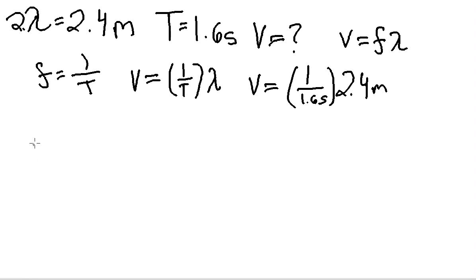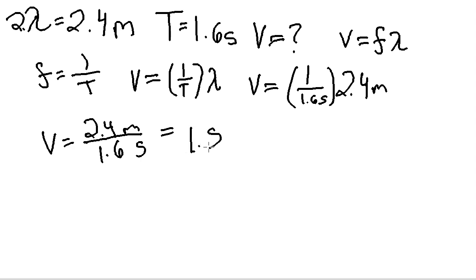Okay, so when I multiply this through, I'm just going to turn it into one big fraction. 2.4 meters times 1 equals 2.4 meters divided by 1.6 seconds. So our units come out to be the units for velocity, which is what we want. 2.4 divided by 1.6 is equal to 1.5 meters per second. So that's the velocity of this water wave.